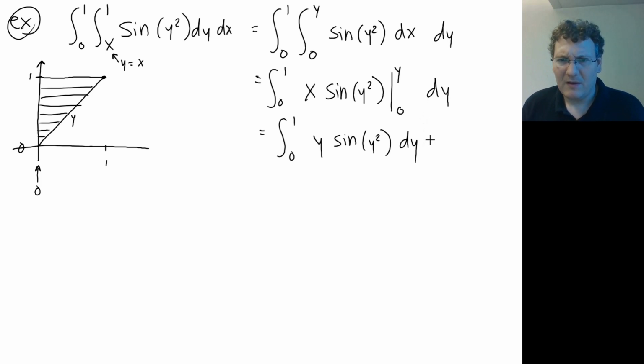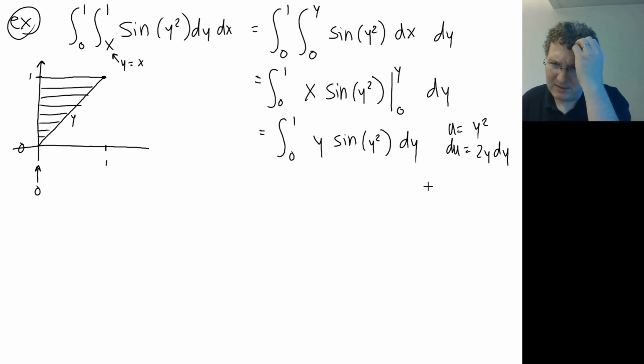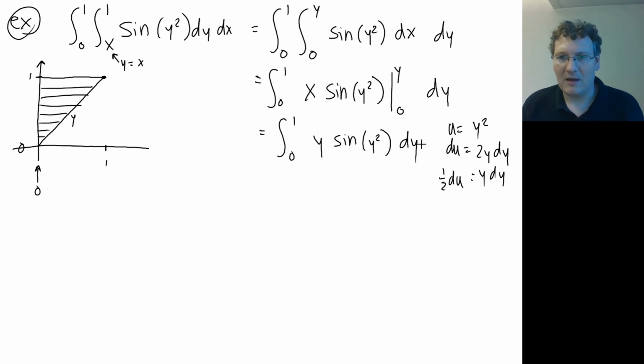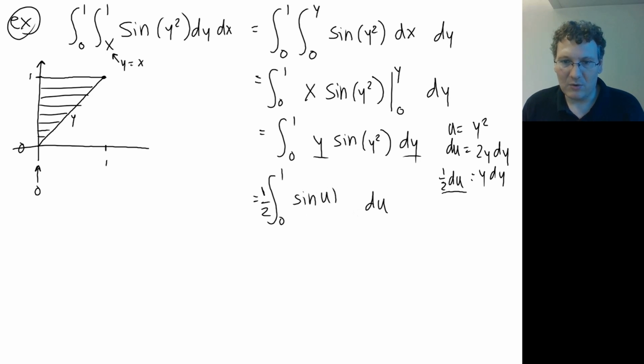So I can do a little bit of a substitution here. Let u be y squared. du is 2y dy. And so y dy is 1/2 du. And then changing these bounds, the bounds are still going to be the same. When y is 1, u is 1. When y is 0, u is 0. So this is going to be the integral from 0 to 1, but a 1/2 comes out of this because the y dy becomes 1/2 du, and then I have the sine of u.